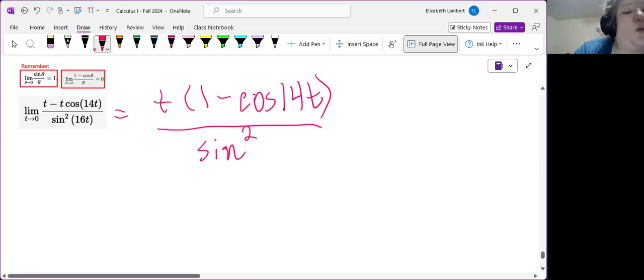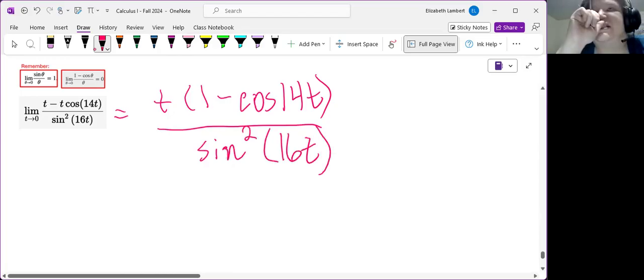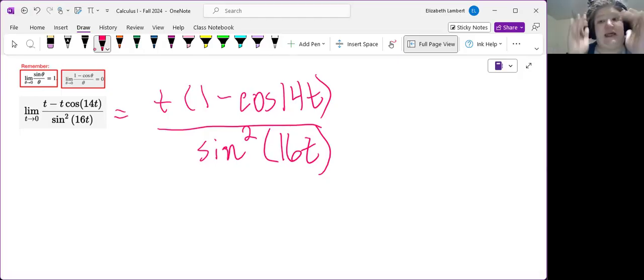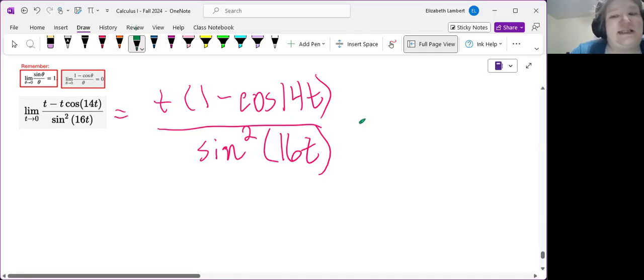Sine squared of 16t. So that square makes things a little interesting. But I do know one of my limit laws was I can put the limit inside an exponent. But that does mean, since this is sine squared and I'm going to put the limit inside, I need the other half to end up being inside the squared. So for our t that we have up top, I actually need a t squared. But this is okay because my 1 minus cosine also needs a t on the bottom. So it's totally fine if I'm like, well, I need another t. But it works out because I need one on the bottom too.